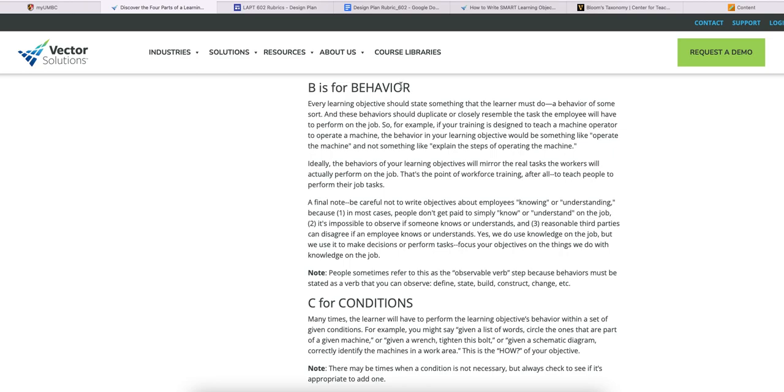Now, the behavior is often the most difficult part of writing an objective, and I will tell you, doing this for 2.5 decades, it's easy to get really, really lazy when we write behavior statements.